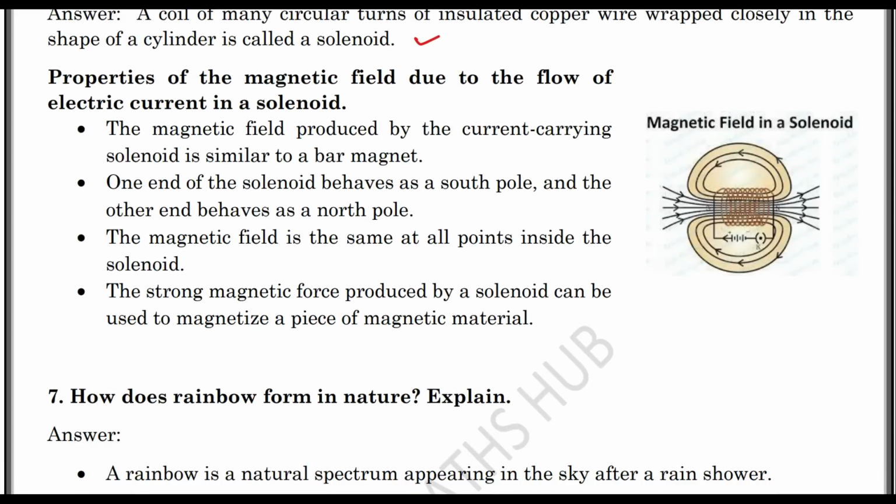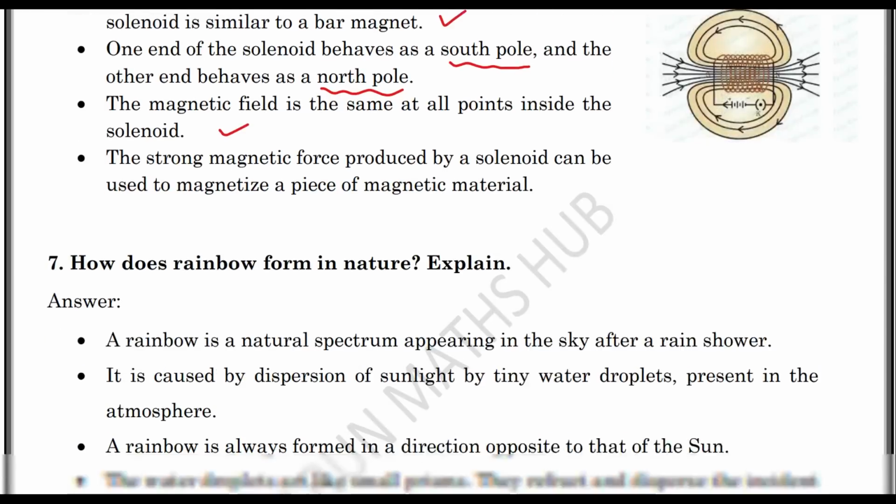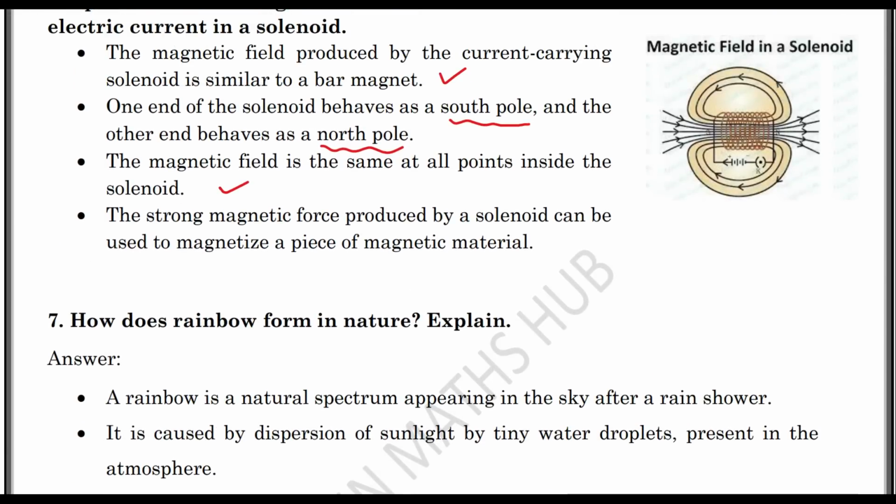The magnetic field produced by the current carrying solenoid is similar to that of a bar magnet, where one end of the solenoid behaves as the south pole and the other end behaves as the north pole. The magnetic field is the same at all points inside the solenoid, that is, it is uniform. The strong magnetic field produced by the solenoid can be used to magnetize a piece of magnetic material.